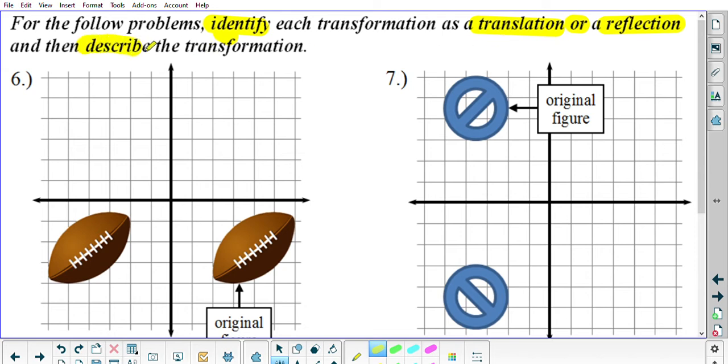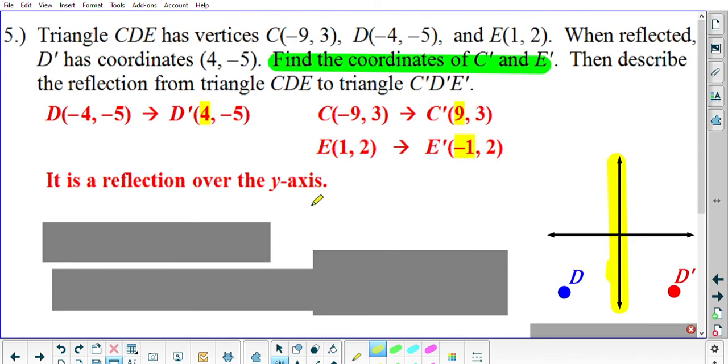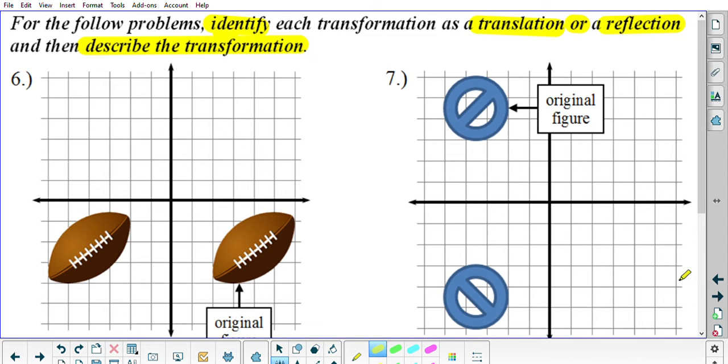Then describe the transformation. So if it's a translation, tell me how many units did it go left or right? How many units did it go up or down? If it's a reflection, the way you describe a reflection is by telling me what it was reflected over. Like on problem number 5, we said it was reflected over the y-axis because we could see that. So that's what I mean by describing the transformation. I'll say it again. If it's a translation, then tell me how many units it moved, like left or right or up or down. Sometimes it moves both ways. If it's a reflection, tell me which axis it was reflected over. That's how you describe the transformation.